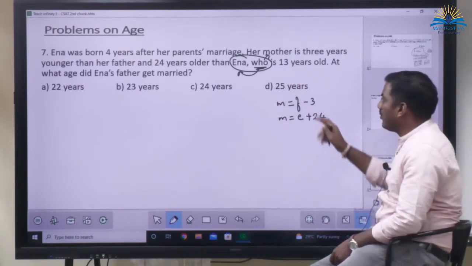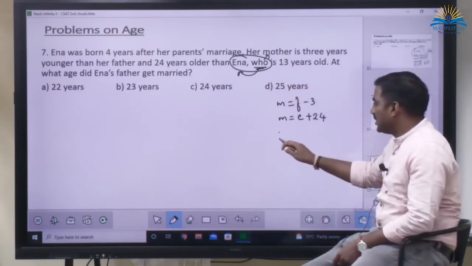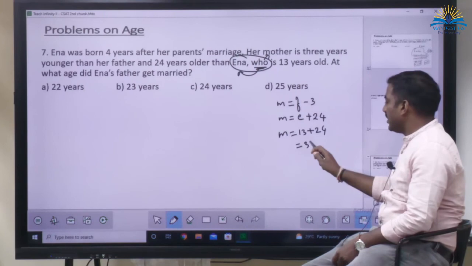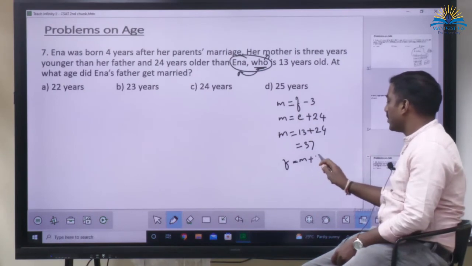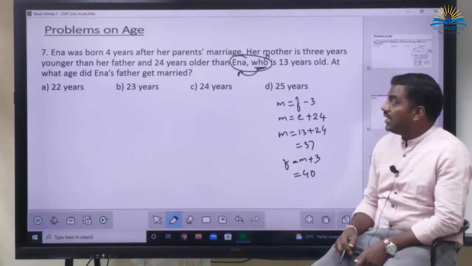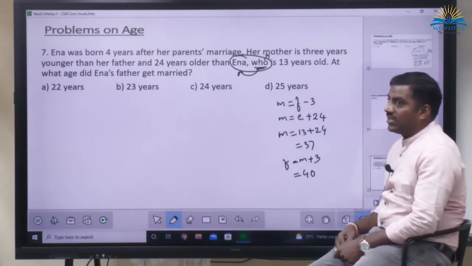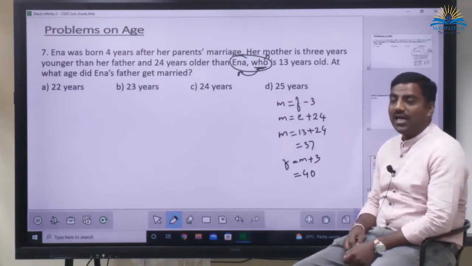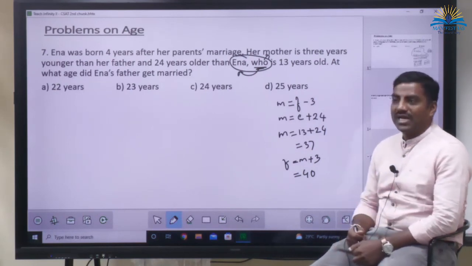Okay. So, we have two equations, but already we know Ina's age. Ina's age is how much? 13. So, mother's age will be 13 plus 24, that is 37. So, father's age is equal to M plus 3. So, this is equal to 40. What they are asking? At what age did Ina's father get married? How do you get this? 4 years after. First sentence, Ina was born 4 years after the marriage.